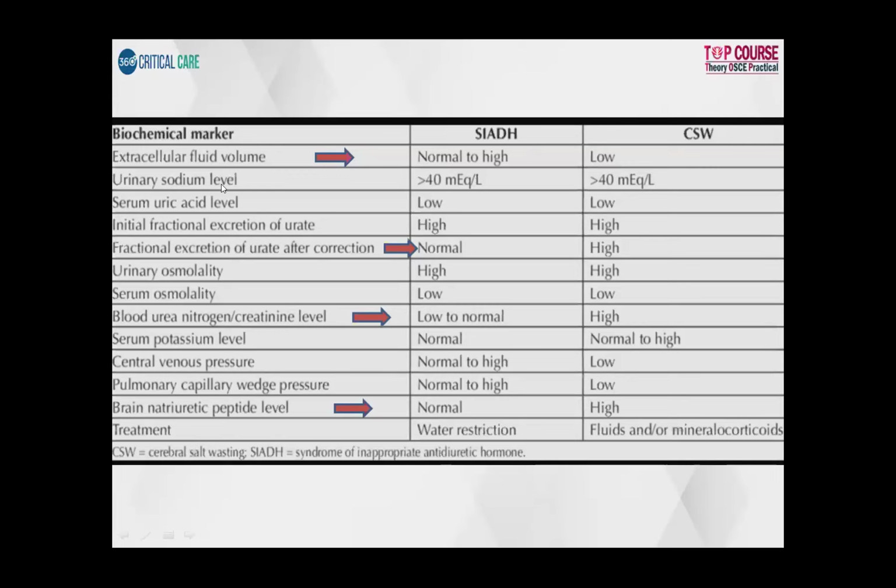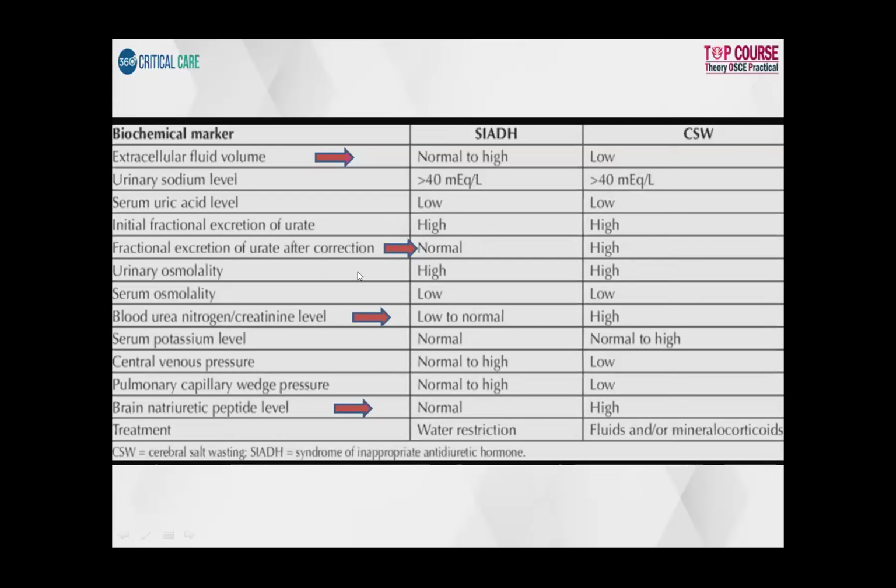If you come to the urinary sodium levels, both are more than 40. Serum uric acid levels are low in both of the cases. Fractional excretion of urate is high in both the cases. But when you come to the fractional excretion of urate after correction, okay, so after correction is fluid restriction or by any other means, it will be normal. It is normalized in case of SIADH, whereas it will be still high in case of CSW. This is one of the points to differentiate between the two.